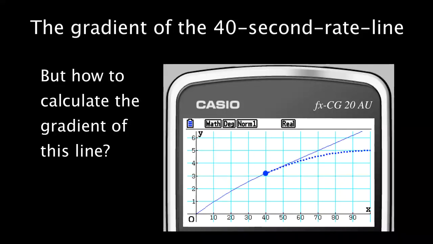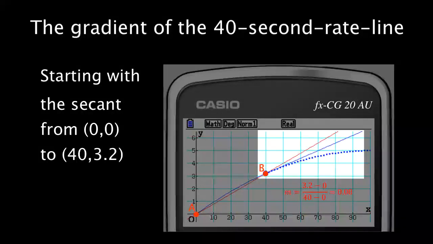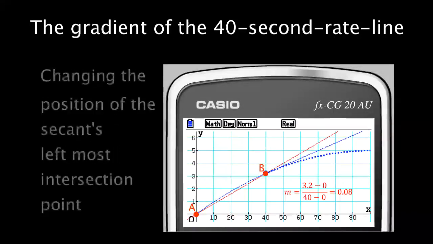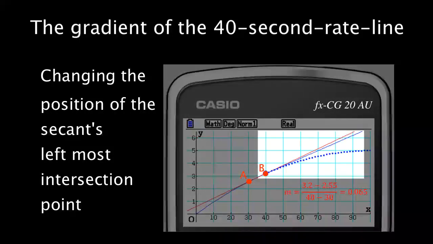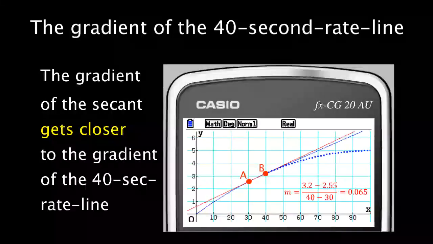Consider the secant cutting at point A, (0, 0), and point B, (40, 3.2). As we already know, its gradient is greater than the gradient I require. However, if I change the position of the secant's leftmost intersection point, point A, watch what happens. Can you see the gradient of the secant seems to get closer to the gradient of the 40-second rate line?